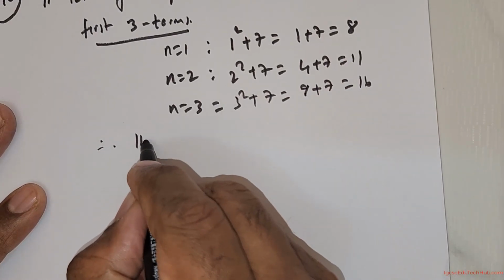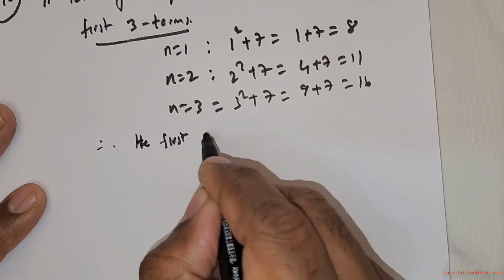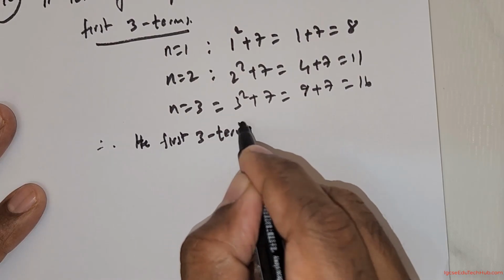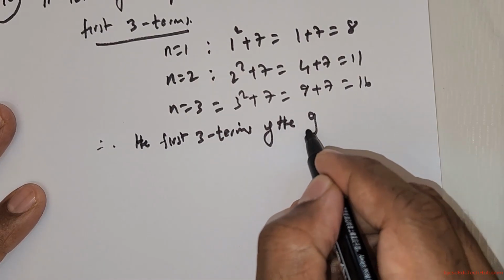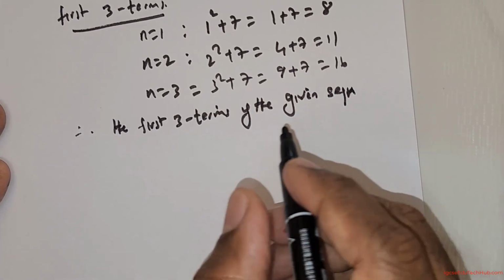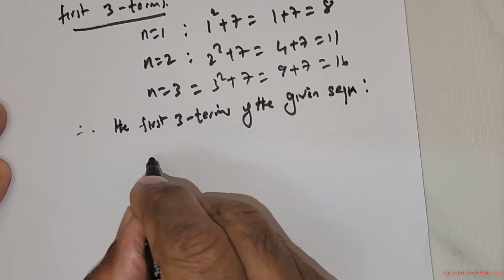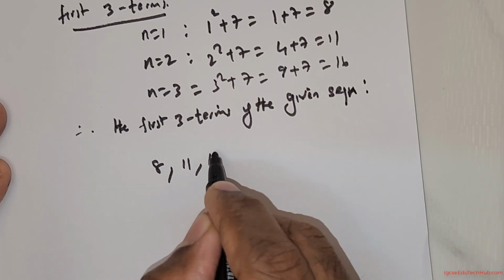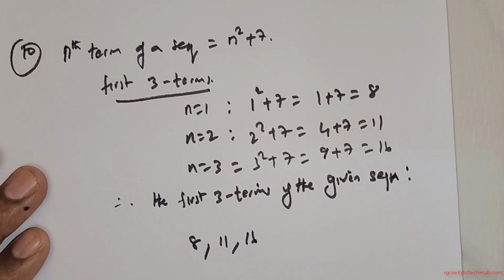So therefore, write the final solution. The first three terms of the given sequence: put a colon there, write the terms 8, 11 and 16. That's the solution for this question.